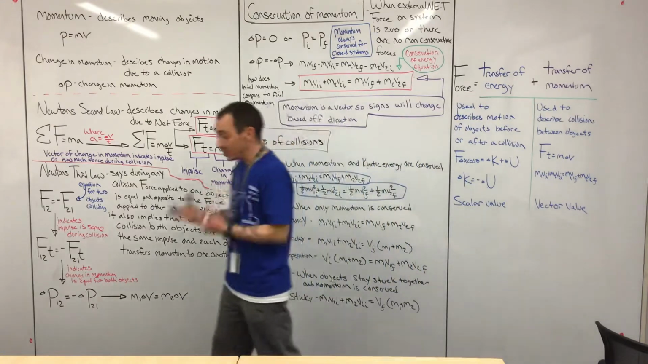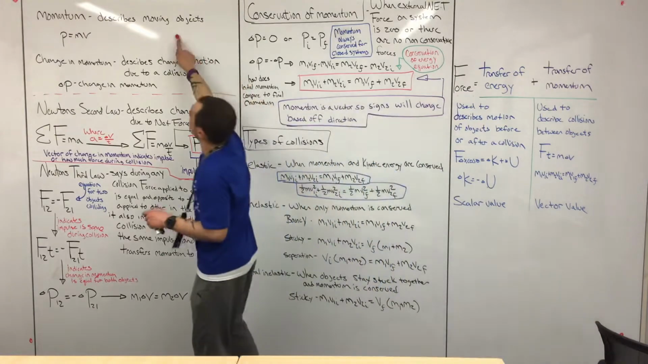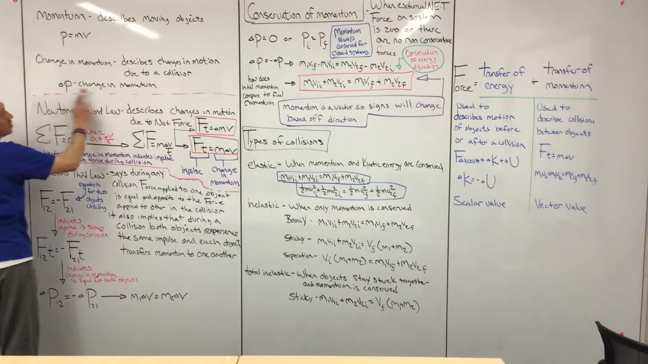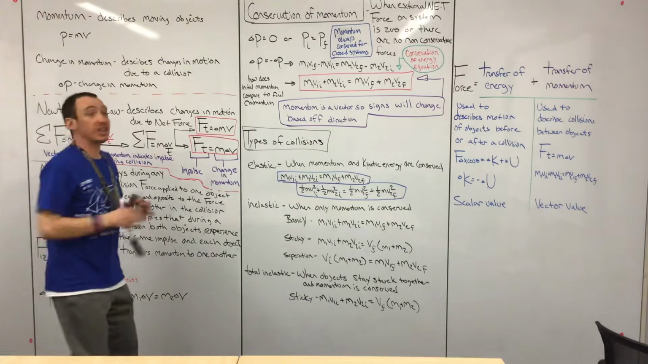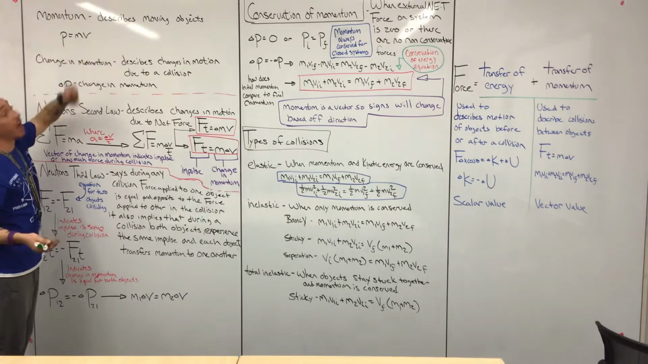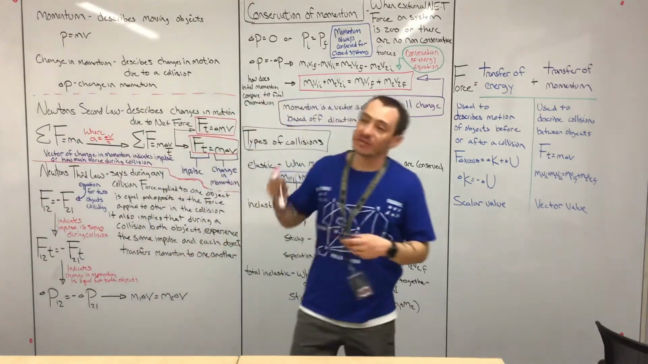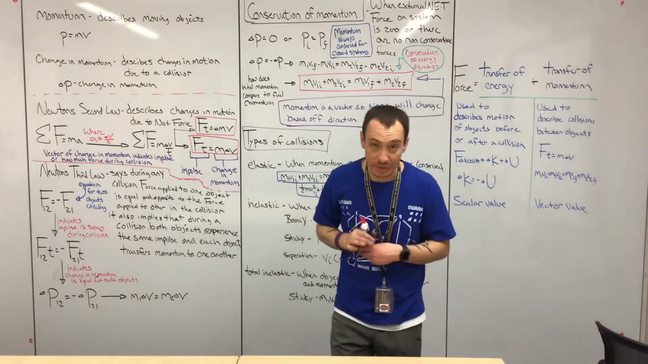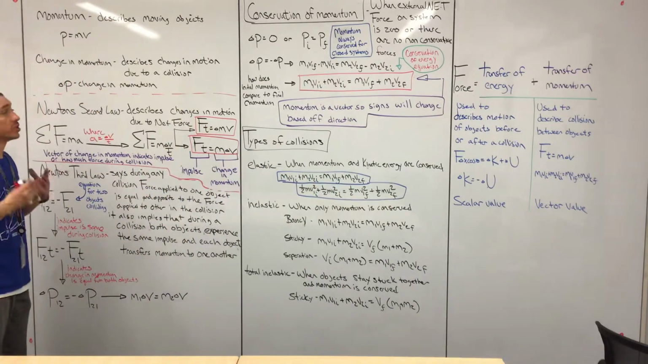When an object has momentum, we're just trying to describe a moving object. Momentum is mv, not change in momentum. Change in momentum is something different. Momentum is mv, just an object that's moving. Velocity is motion, and mass is the object. So momentum is just a moving object. That's how we describe it. If an object's moving, we say it has momentum.